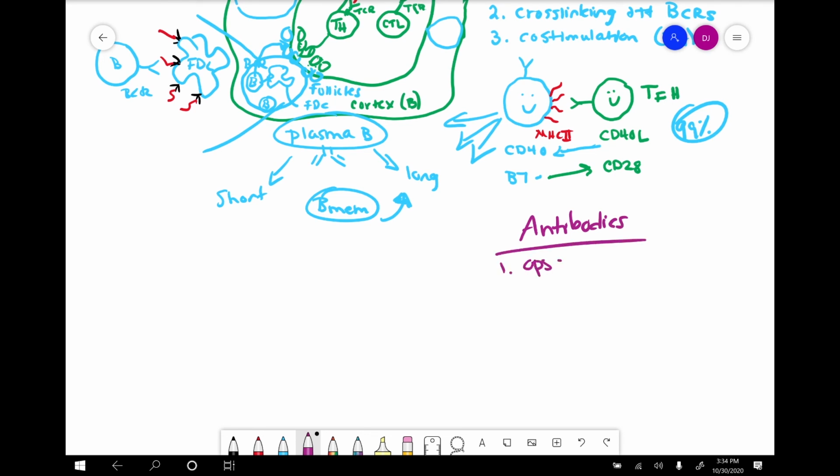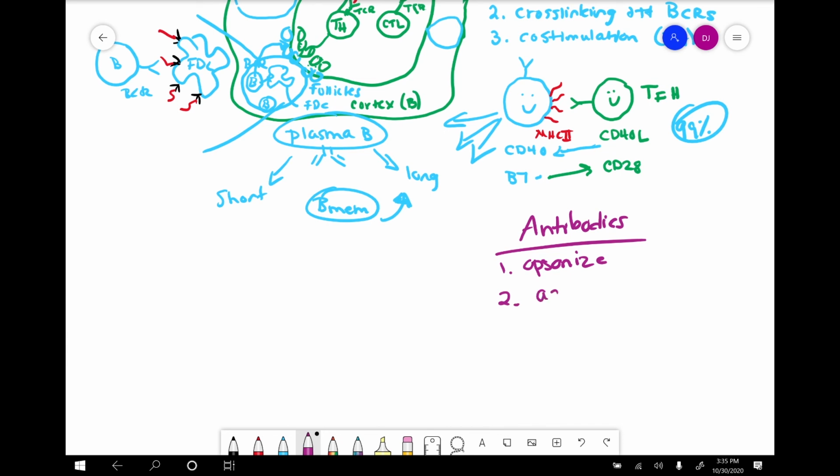They can opsonize. Opsonizing makes it easier for phagocytes to eat things. It'll make it easier for natural killer cells to recognize a virally infected cell. Antibody-opsonized antigen can also bind to the surface of FDCs. So opsonization is a very good thing.